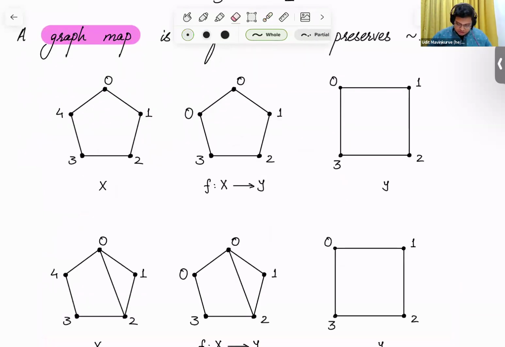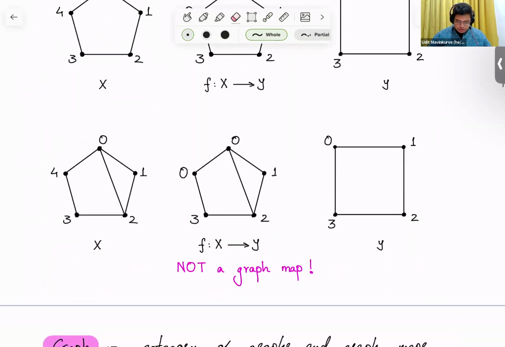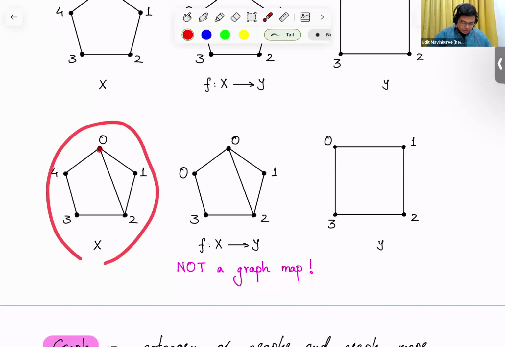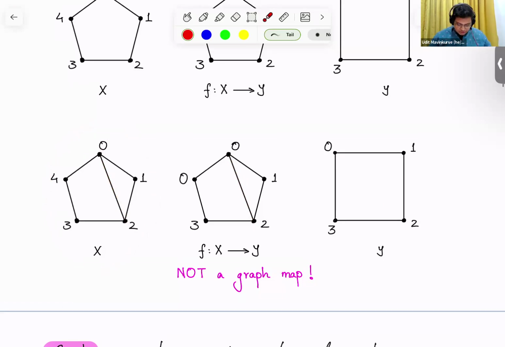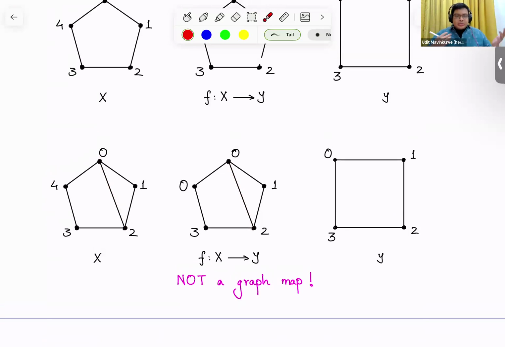And I'll give an example of a function that's not a graph map. So it's the same mapping, except that now in the domain graph, you have an edge between the vertices 0 and 2. Now, this is not a graph map because in the codomain, you don't have an edge between 0 and 2. So this edge is not sent to an edge in the codomain. So this mapping is not a graph map.